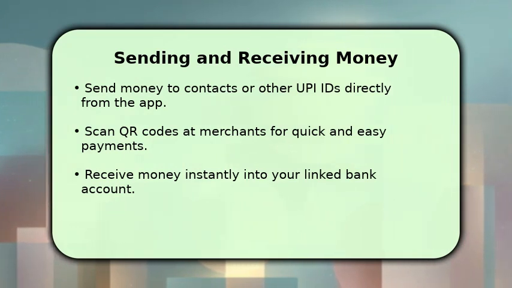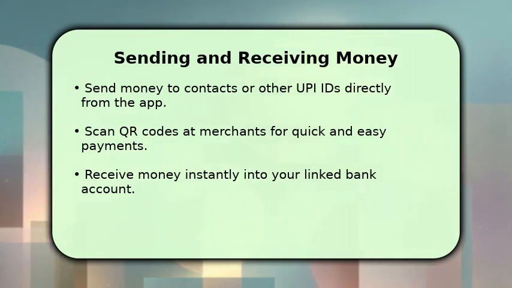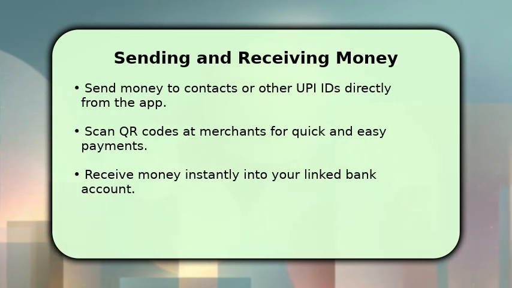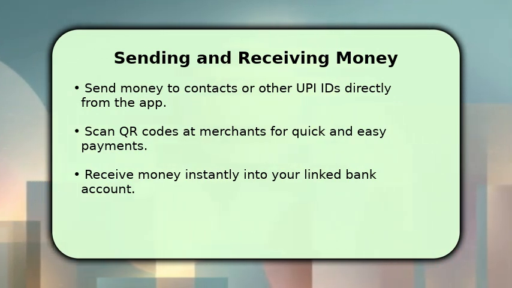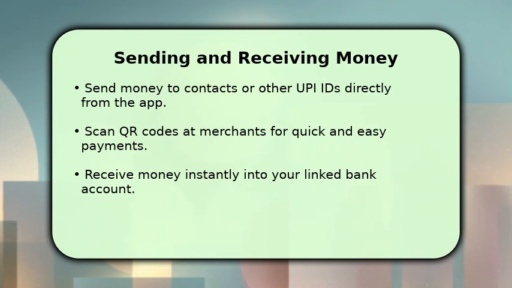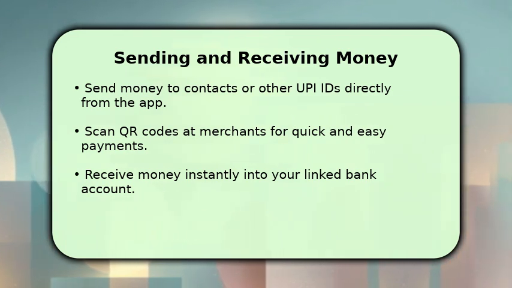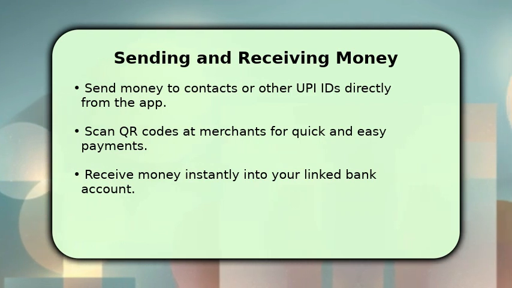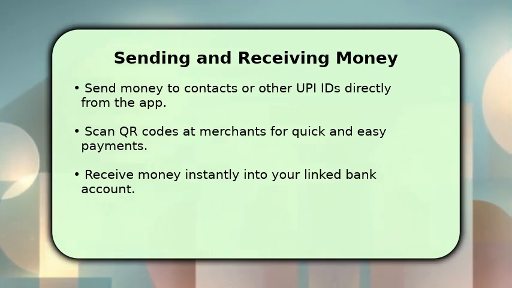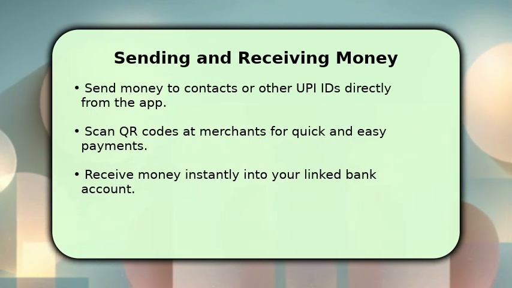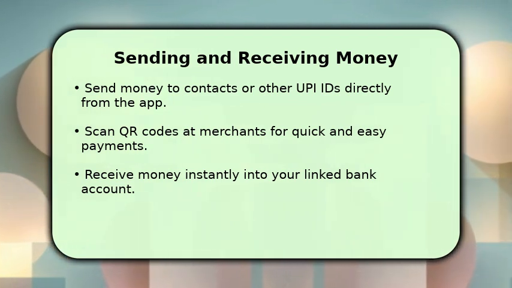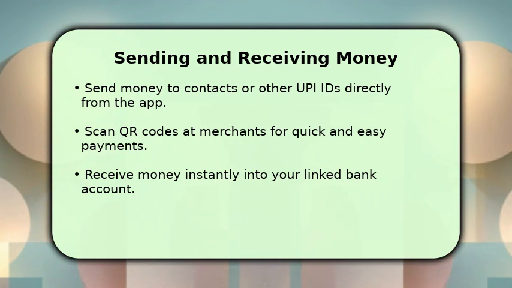You can send funds to any contact with a UPI ID or directly to a bank account using their account number and IFS code. For merchant payments, just scan their UPI QR code using the Amazon app scanner. Receiving money is equally easy. Simply share your Amazon Pay UPI ID with the sender, and the funds will be credited instantly to your linked bank account, usually within seconds.